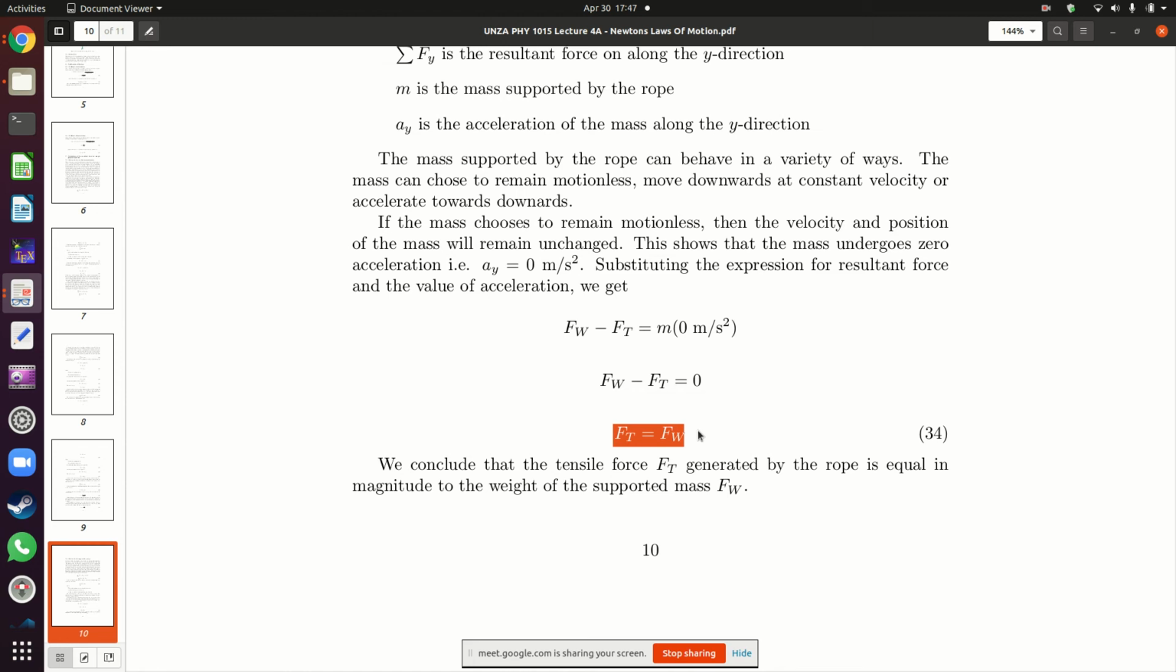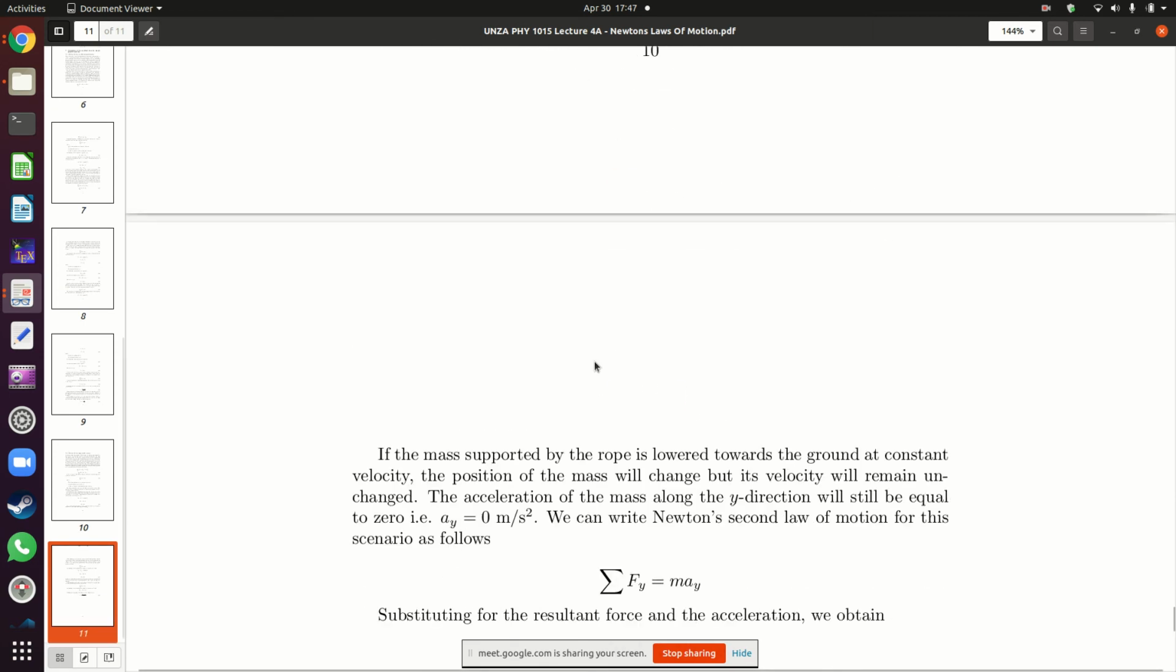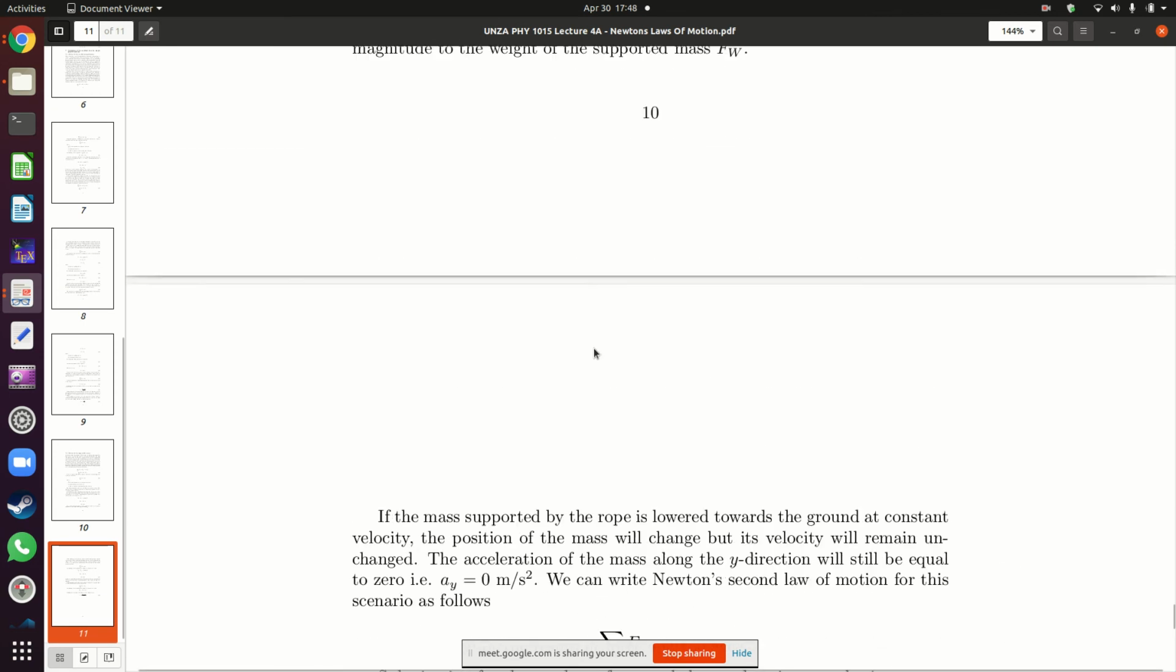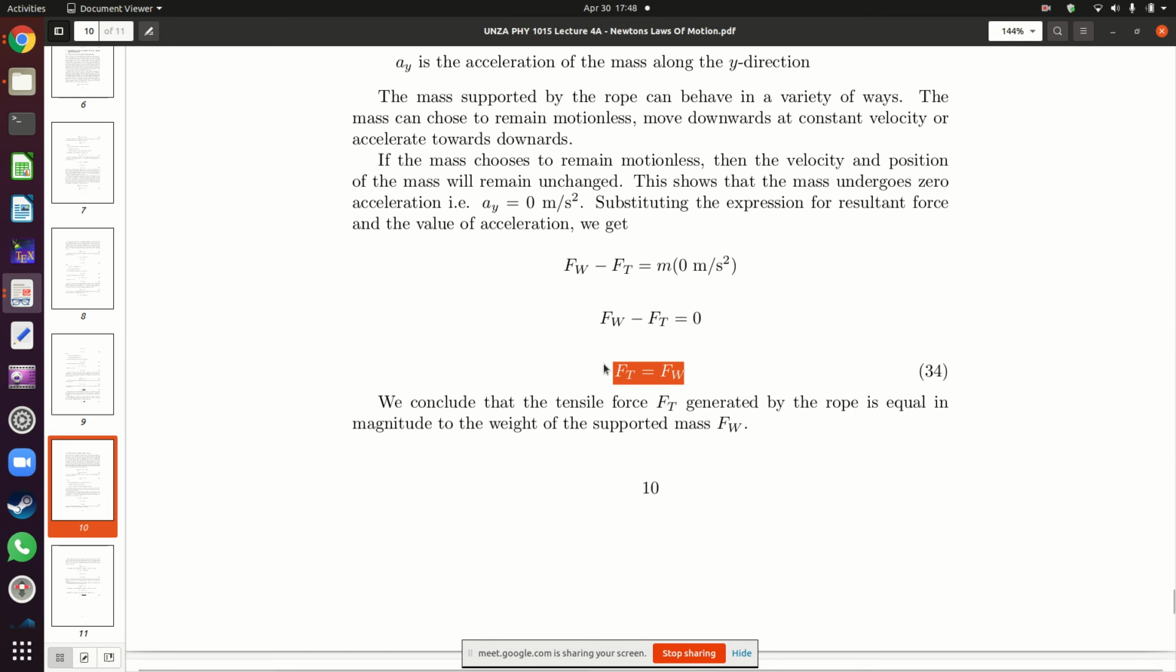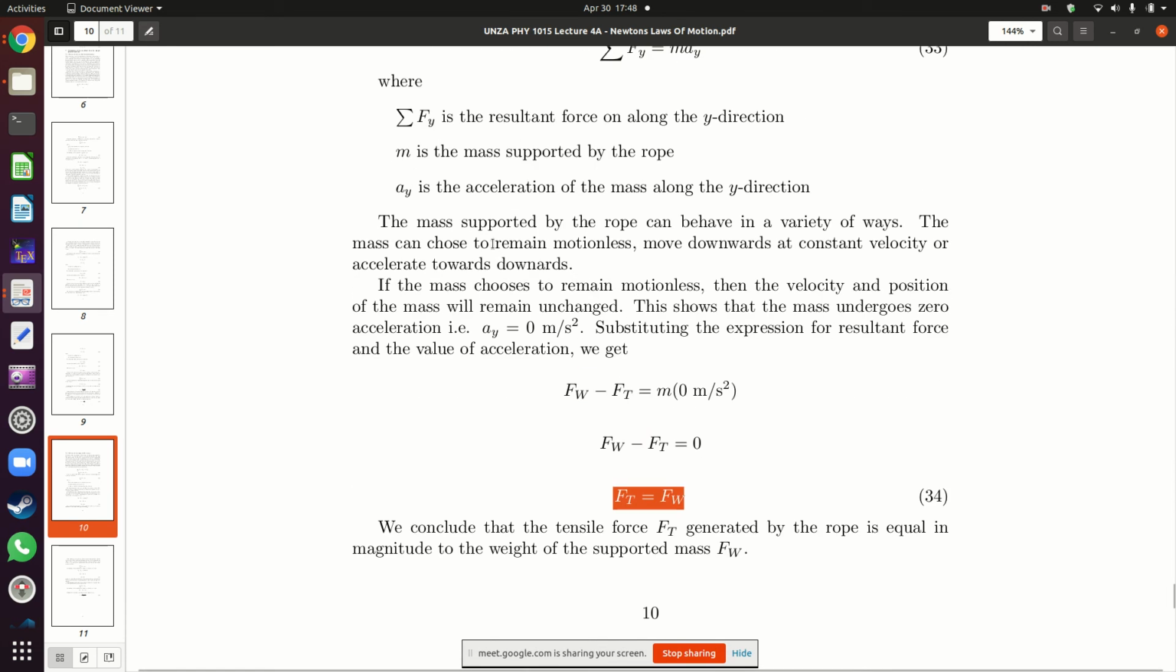As long as there is no acceleration happening, the tension in the rope is equal to the weight of that particular object. Is this clear? Yes, sir. Okay, that's good. You can also have a situation where the mass is not motionless.